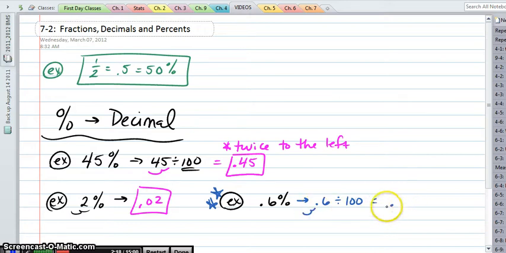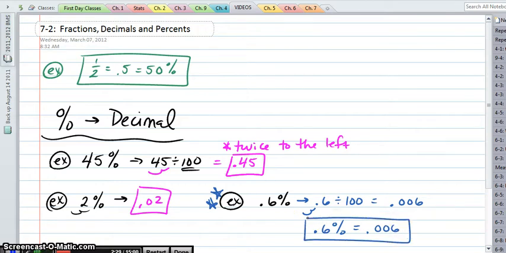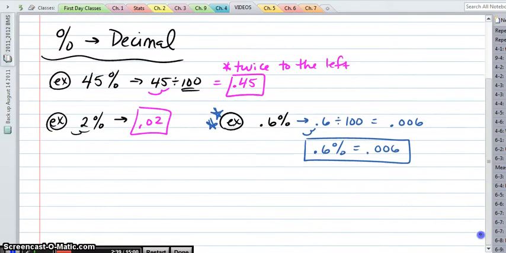So this, in fact, equals 0.006. So 0.6% equals 0.006 as a decimal. So just make sure you're paying attention to those things. You don't just want to say, oh, it's 0.6. This is a very, very small percentage, which makes sense as to why it is a very, very small decimal.